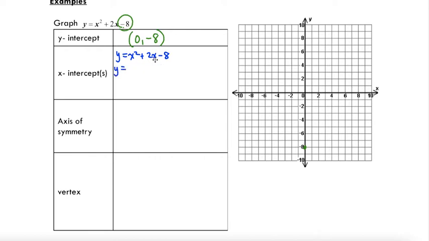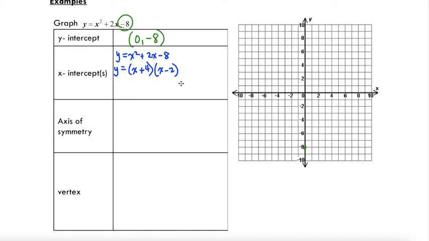So I'm looking for two numbers that will multiply to give me -8, but add to give me +2. And if you're confident with your multiplication tables, you know that 4 times 2 is 8. One of those has to be positive and one of those has to be negative. So if I have +4 and -2, 4 take away 2 is 2, and 4 times -2 is -8. So those work.